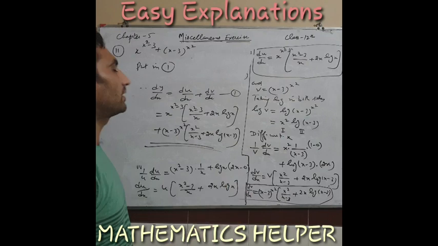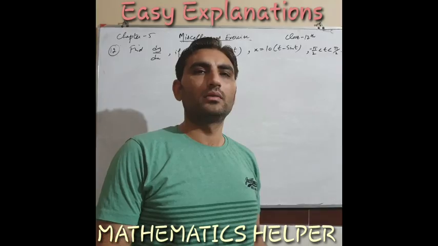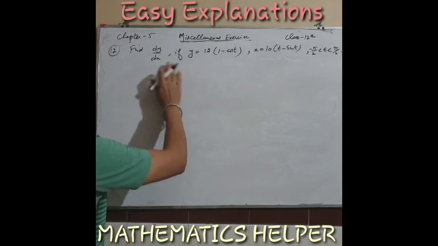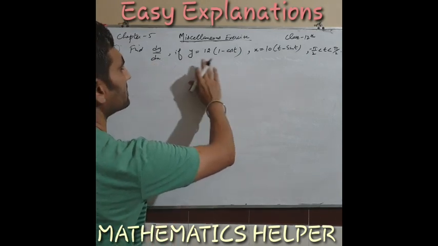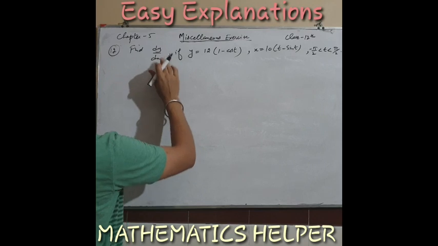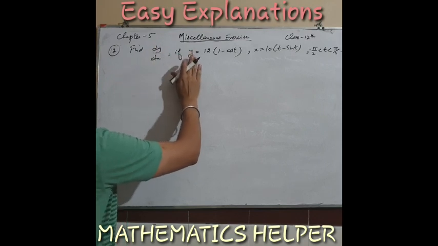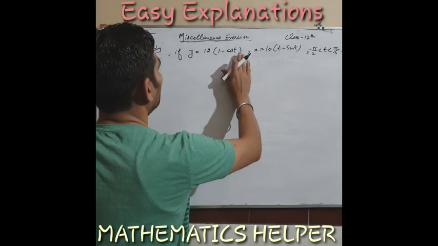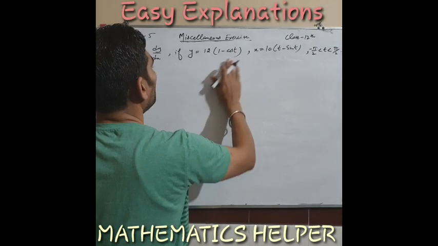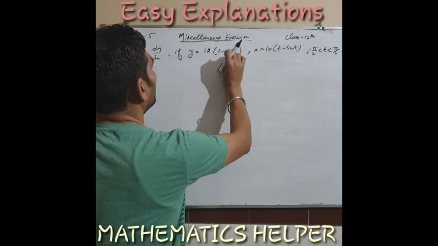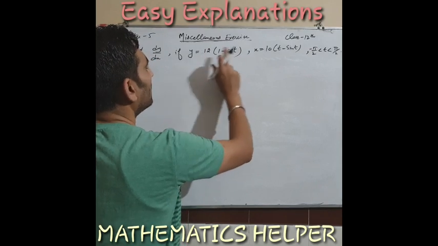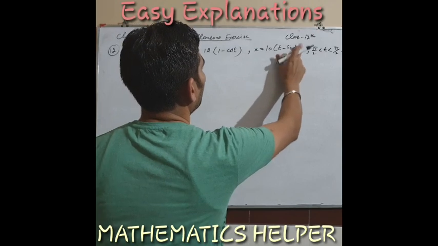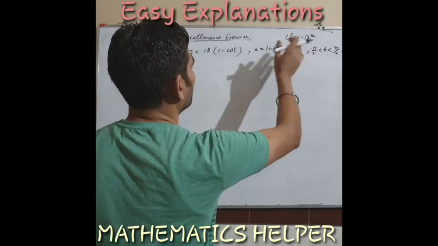See further what is given in question number 12 after this. Students, our next question number 12 is of another type which you have done already in previous exercises. You have to calculate dy/dx if y is given as 12(1 − cos t). This is in t, so we have to write the derivative with respect to t for y. Then here x equals 10(t − sin t). This is also in t, so we have to write the derivative with respect to t.